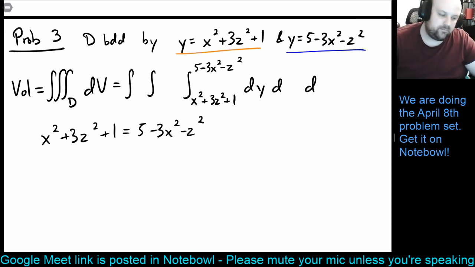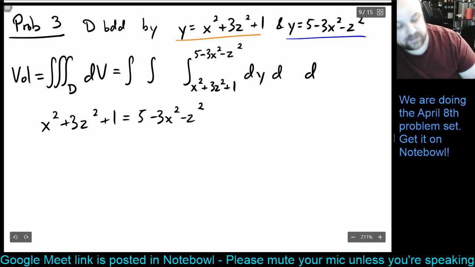And we did something similar to this. What problem did we do yesterday? I think it was yesterday. We did some kind of volume problem where we found the intersection of two graphs. I think we ended up solving for z first and then using that to figure out what x and y had to be.